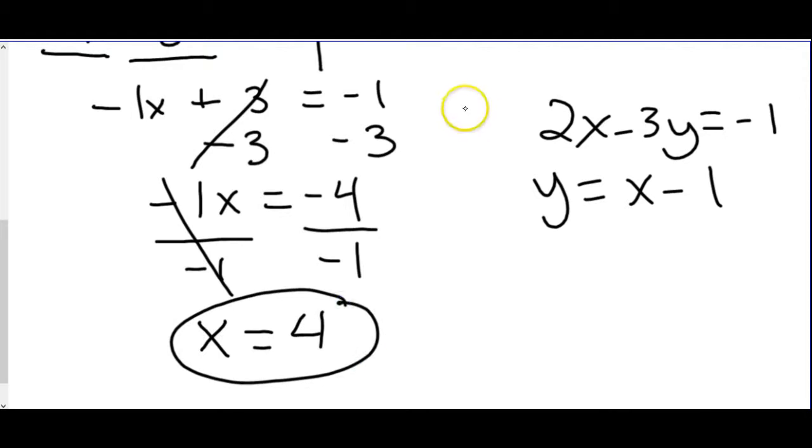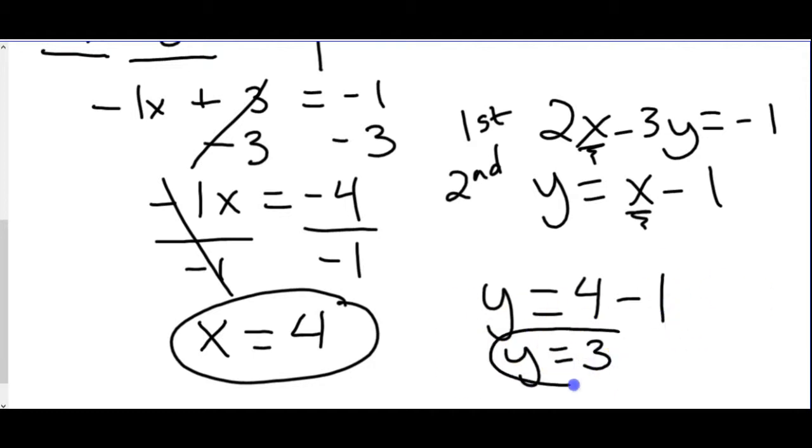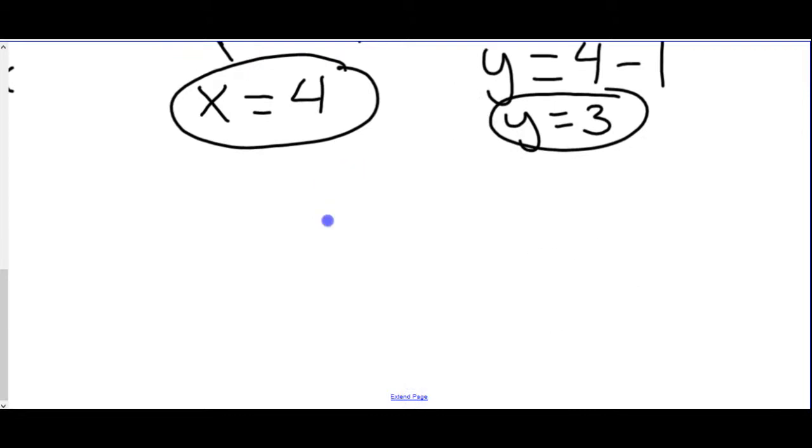So I could actually pick my first or my second equation. It doesn't matter which one. I could pick either one and replace the letter x with the number 4. I'm going to pick the second equation and replace the letter x. The letter x is 4. And now I just simplify. 4 minus 1 is 3. So there are our two answers, 4 and 3. Often they'll write this as a point because every point has an x and a y coordinate. So the x coordinate would be 4 because that's what x equals, and the y coordinate will be 3.